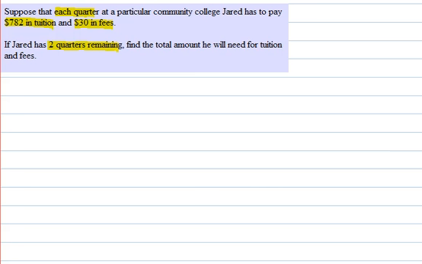So a couple ways to do this, and this will demonstrate the distributive property of multiplication over addition. So one way we could do it is to take 782 and then add $30. That will tell us how much it costs per quarter, and then multiply that by 2. That's how I would show it mathematically.